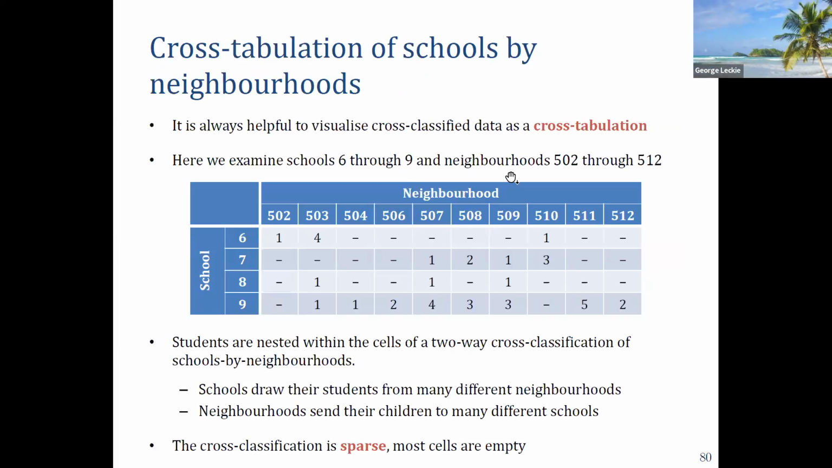Here is a useful way, again, of looking at the data. I've done basically a crosstab of schools by neighborhoods, and so it fits on the slide, I've restricted it to one small bit of the crosstab, schools 6 to 9, and neighborhoods 502 through 512. The cells indicate the number of kids in that combination. What you see straight away is that many combinations have no kids. School 7 had no kids from neighborhood 502, maybe that neighborhood's on the opposite side of the city. But school 7, maybe it's located closer to these neighborhoods, which are all sending some kids to it.